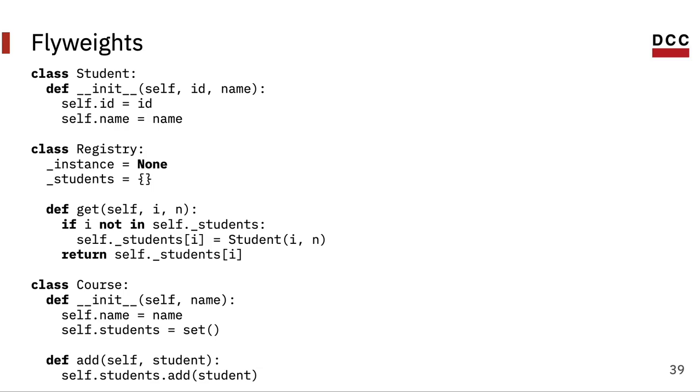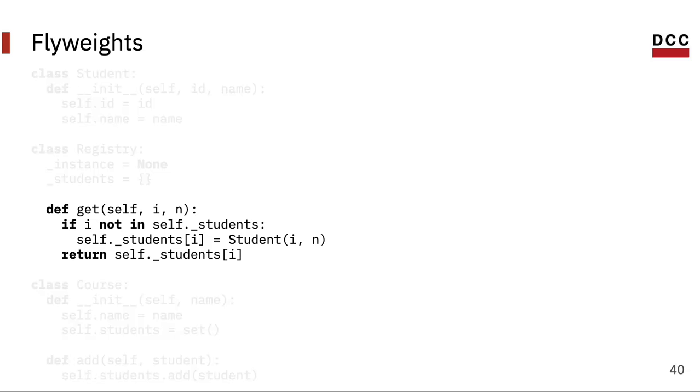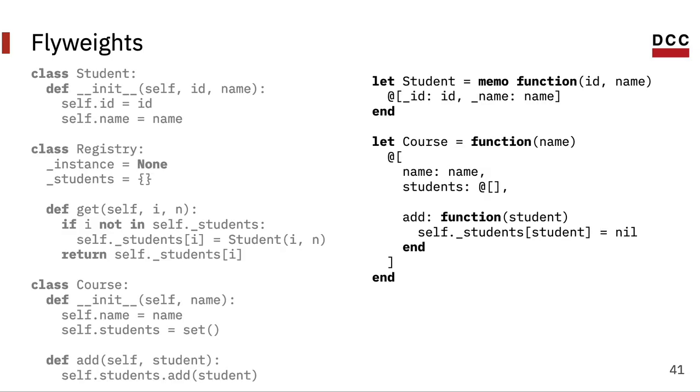So we use a central registry class to create students, pretty much like a factory. Before creating a student, we check if its ID was already seen. In this case, we return the object that's associated with that ID. Otherwise, if the ID has not been seen yet, we create a new object and store it in the table, and then return the object. Here, on the right, we have the equivalent program written in Hash. We are memoizing the function that creates objects, so these two programs, the one in Python and the one in Hash, are equivalent, more or less.